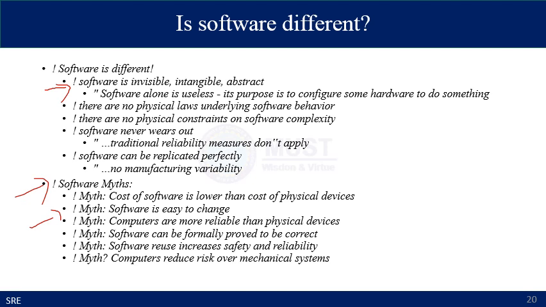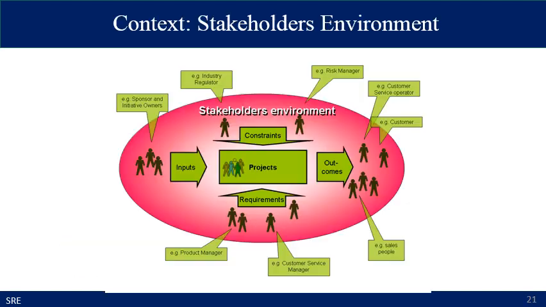Similarly, it is a myth that computers are more reliable than physical devices, because computers also fail and run into many problems which physical devices do not. Software can be formally proved to be correct, software reuse increases safety and reliability, and computers reduce the risk of mechanical systems. So these are some myths which are not correct in every case.